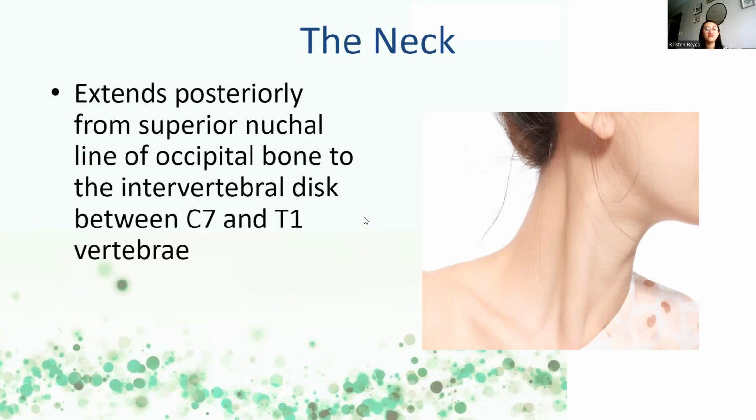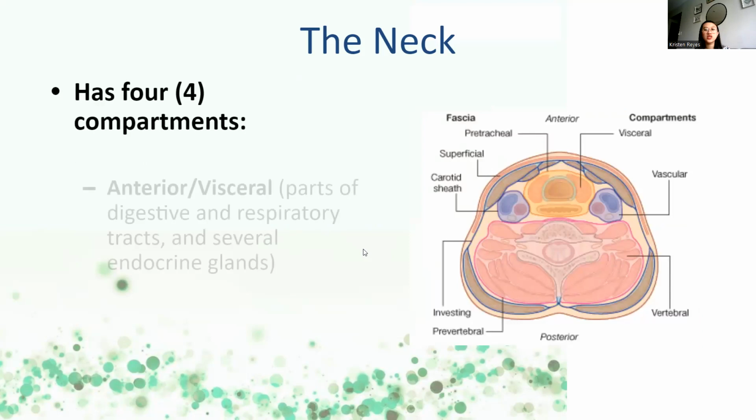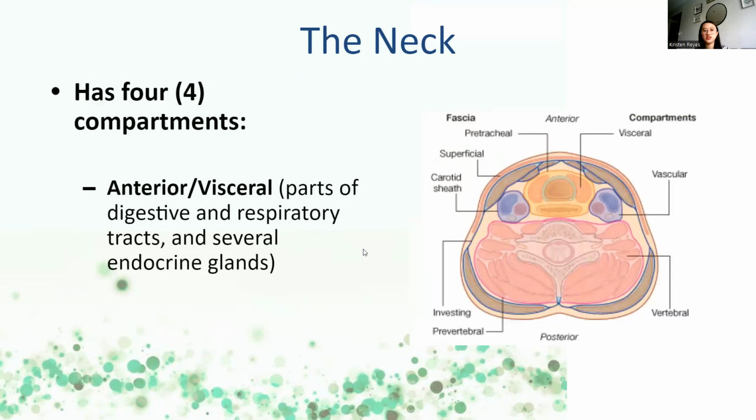Extends posteriorly from superior nuchal line of the occipital bone to the intervertebral disc between C7 and T1 vertebrae. So, the neck is from C7 to T1. Okay. So the neck has 4 compartments. So first is your anterior or visceral compartment.